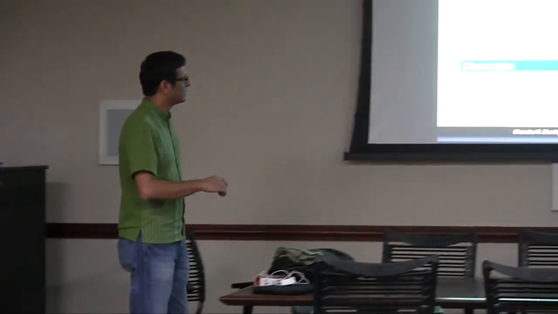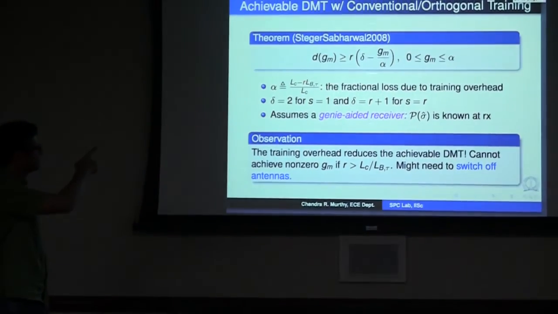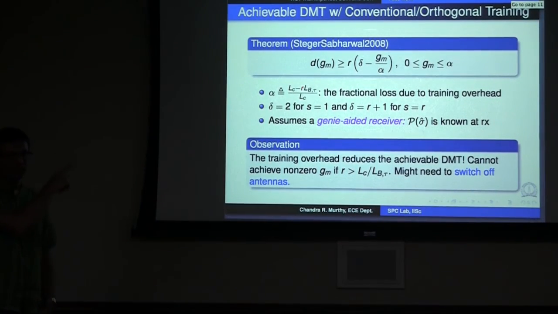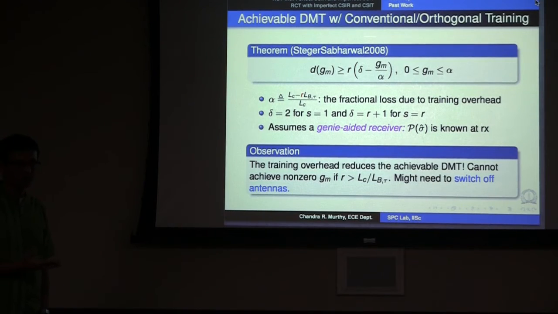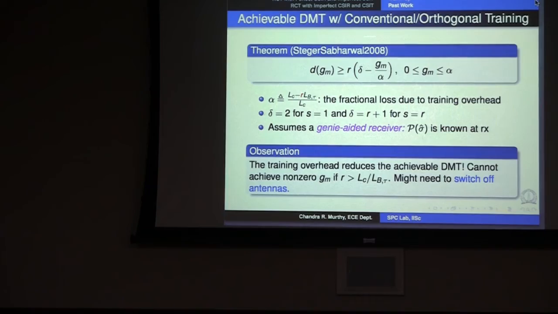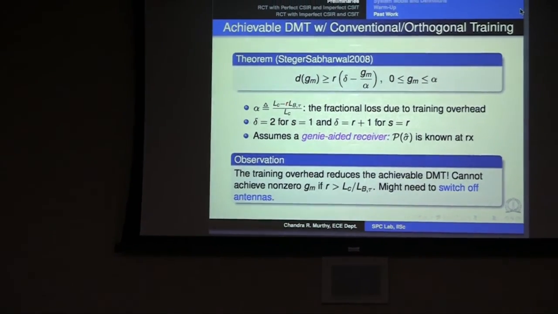But what happens is that if you look at the result, you see that the diversity multiplexing gain trade-off is R times delta minus GM over alpha, and delta is 2 for S equals 1, and delta is R plus 1 when S equals R. So the best DMT you will get is when delta equals R plus 1, when S equals R. So S equals R is basically the way you want to go. And S equals 1 corresponds to the standard channel inversion power control.